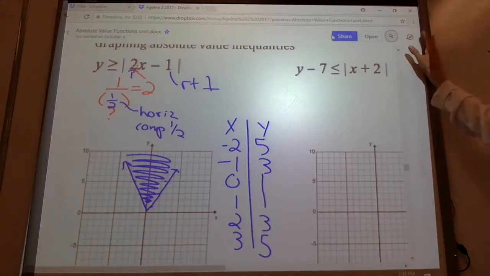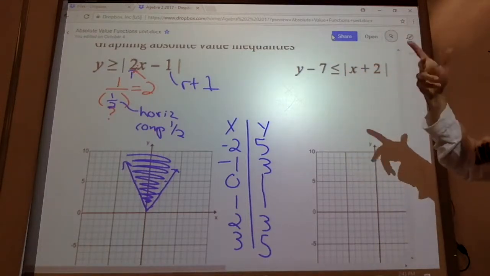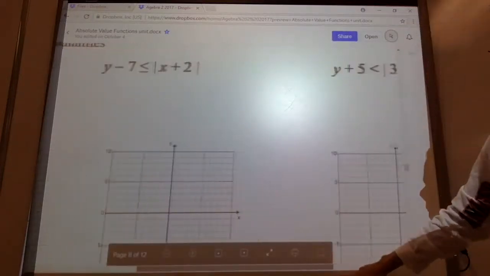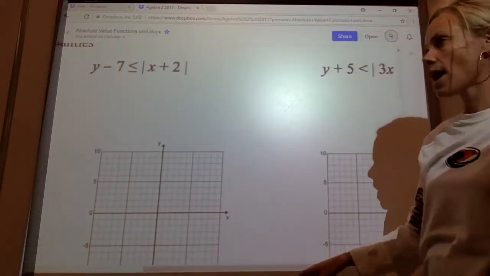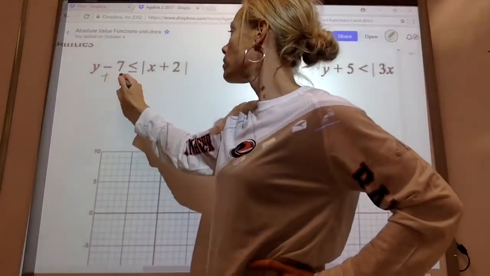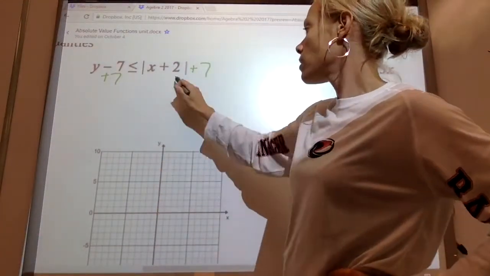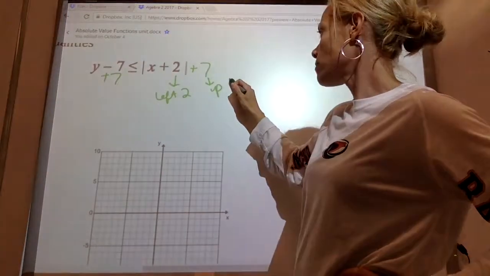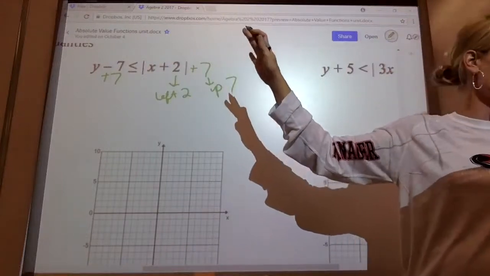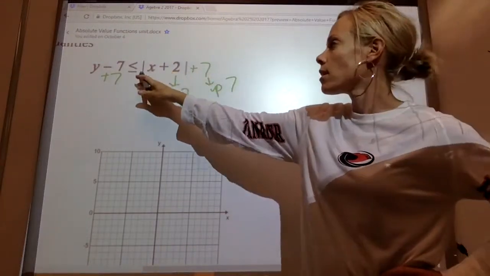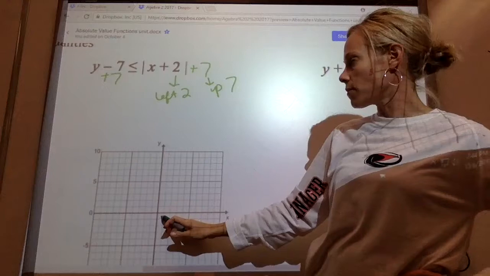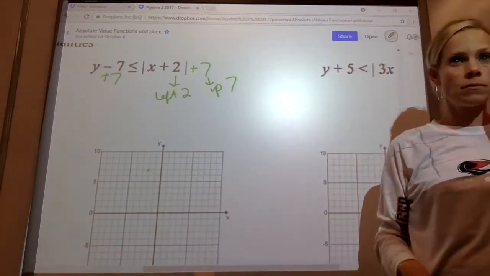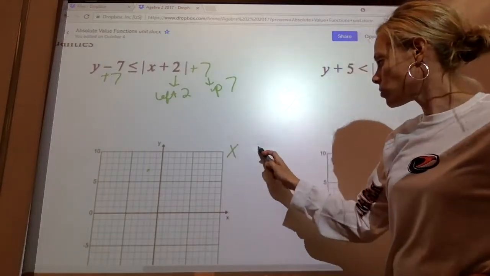Let's try another one. If you don't have y by itself, you have to get y by itself. So on the next one, my first step would be to get y by itself, add the 7 over. Okay. So now I can say, yep, left 2, up 7. And since there was no horizontal stretch compression, right? There's no horizontal thing going on here. I do know my vertex is left 2, up 7. Okay, so let's find some points to graph with that.